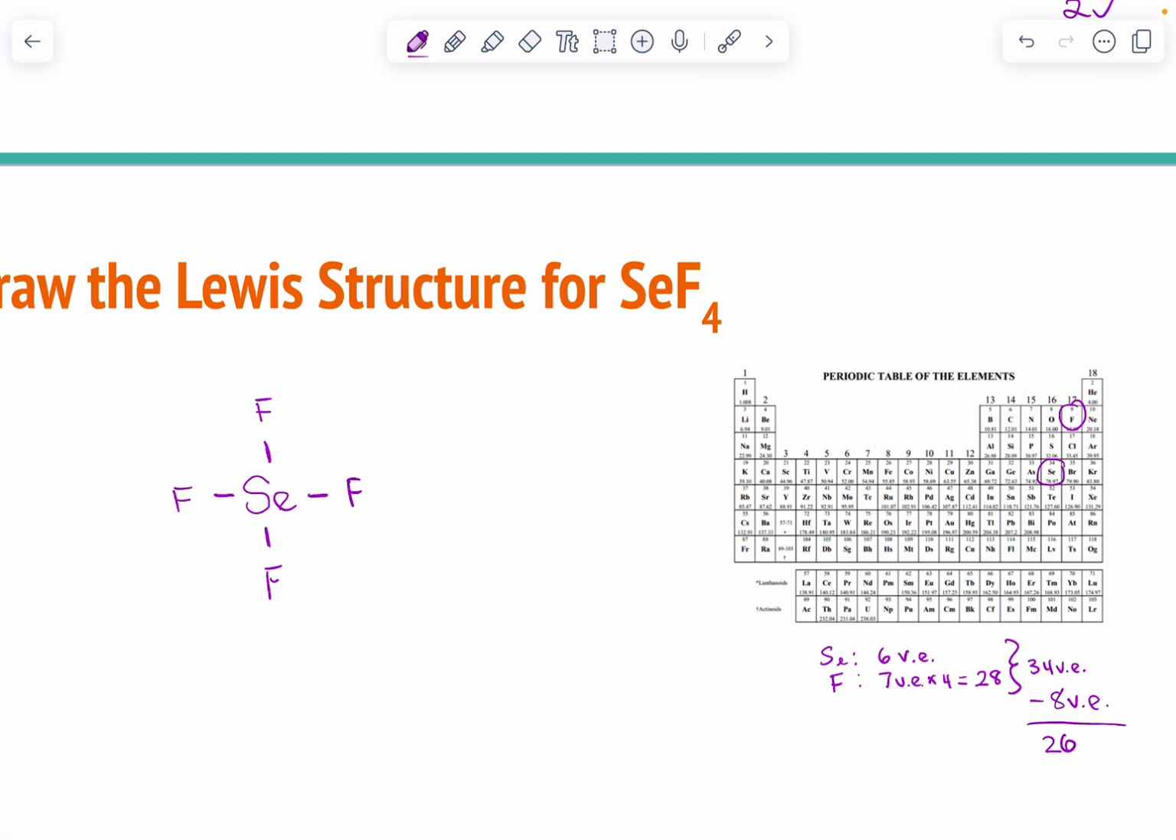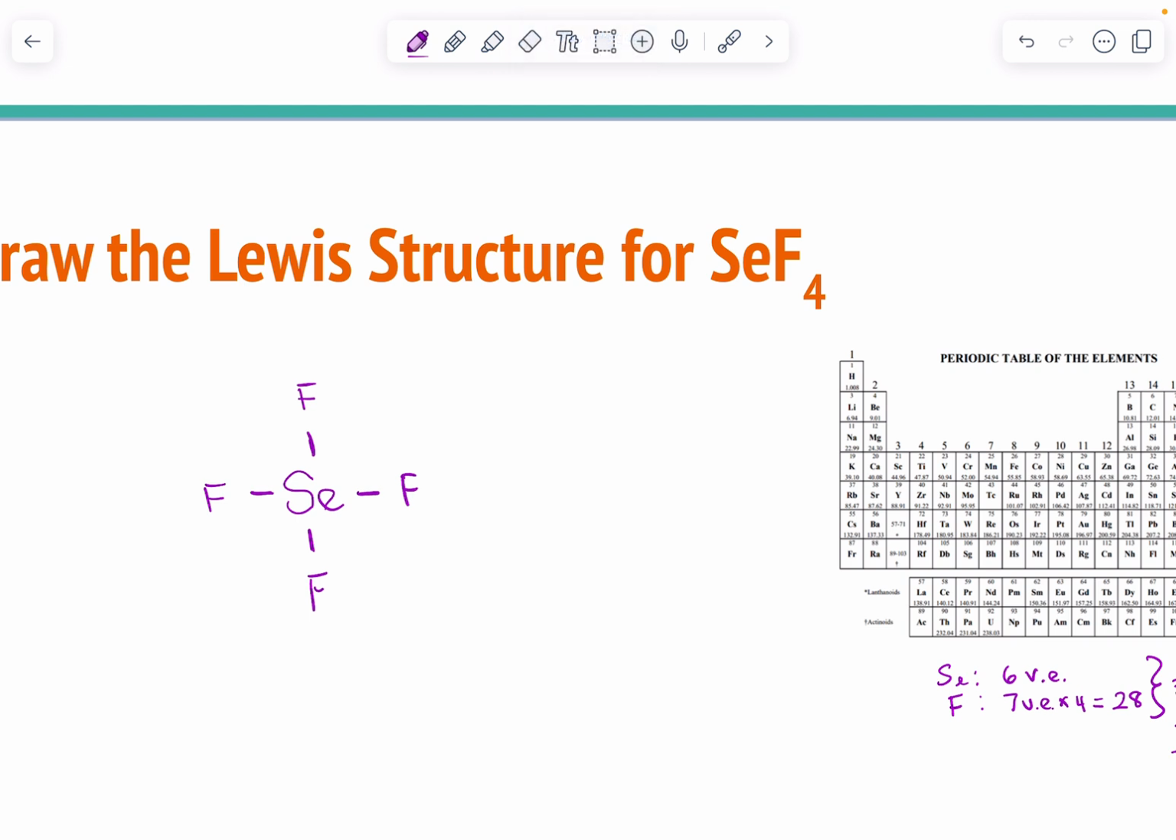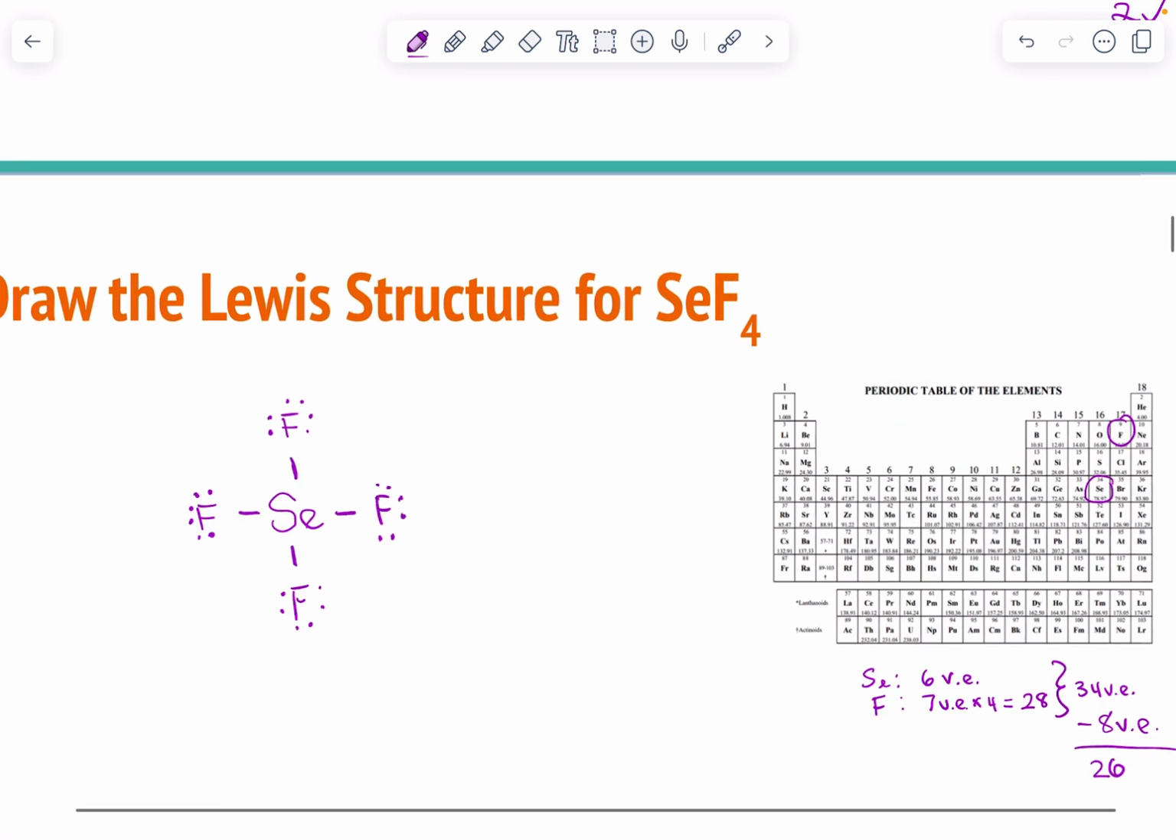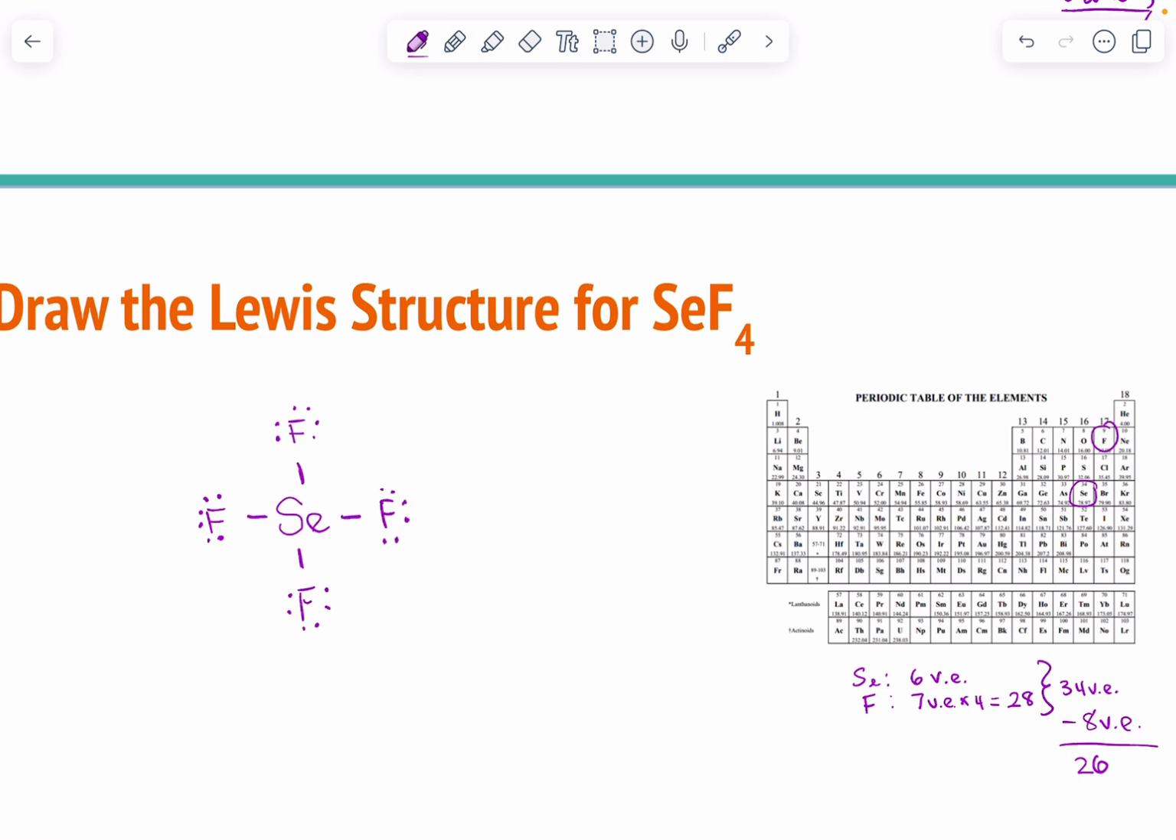So I'm going to go ahead and place those as lone pairs. So that's 2, 4, 6, 8, 10, 12, 14, 16, 18, 20, 22, 24. And so I've placed electrons, lone pairs, around each fluorine in order to get to 8 electrons around each. So again, here's 8, 8, 8, and 8. And then around the center, the selenium also has 8. Okay, but I still have 2 electrons left over.